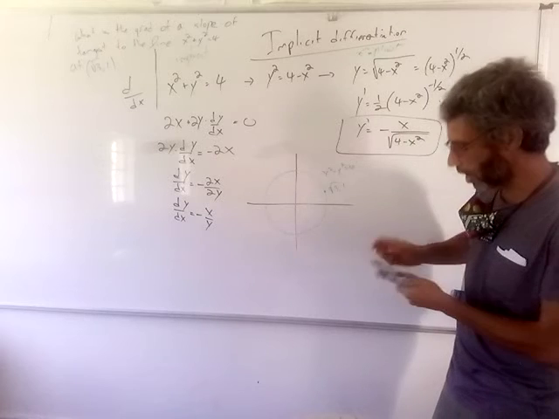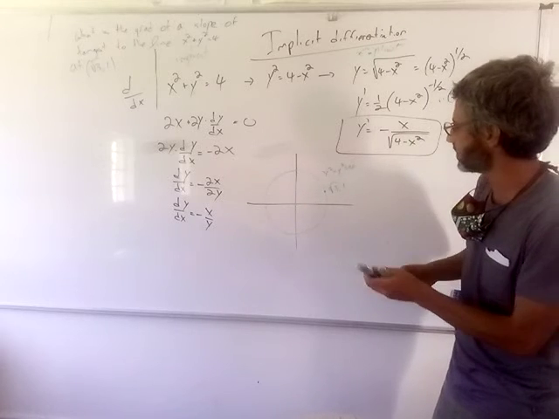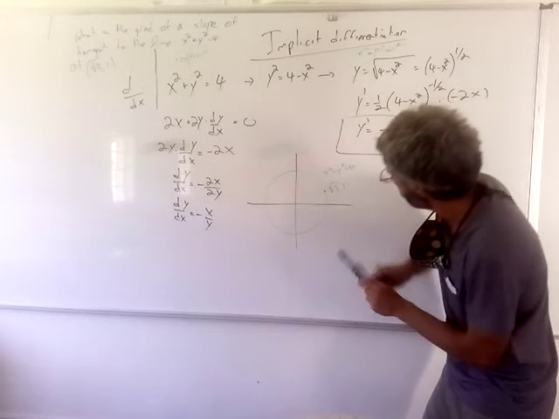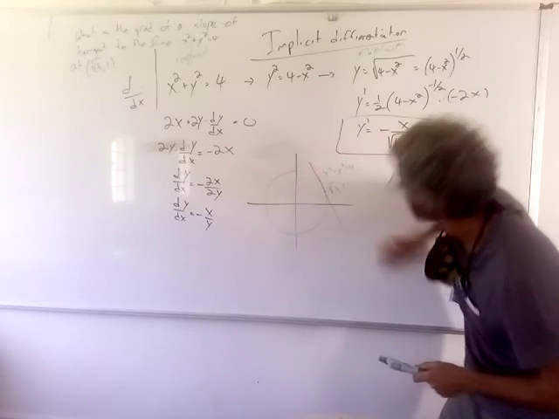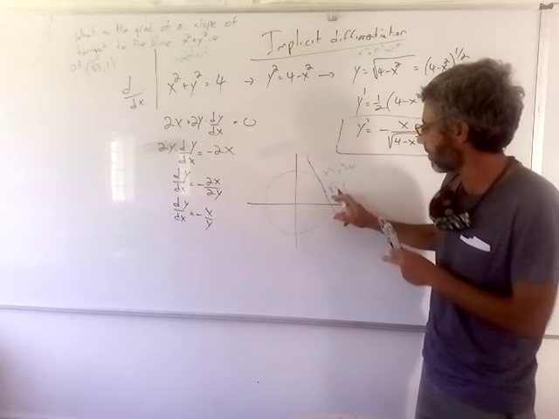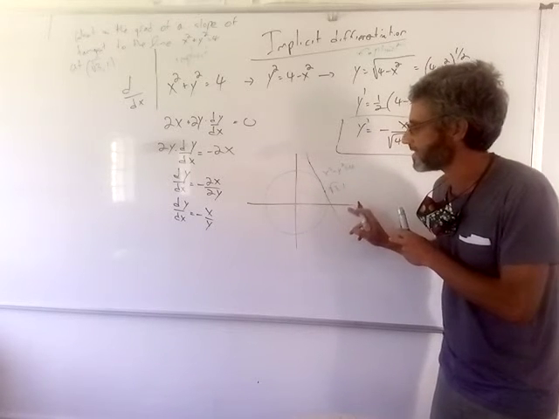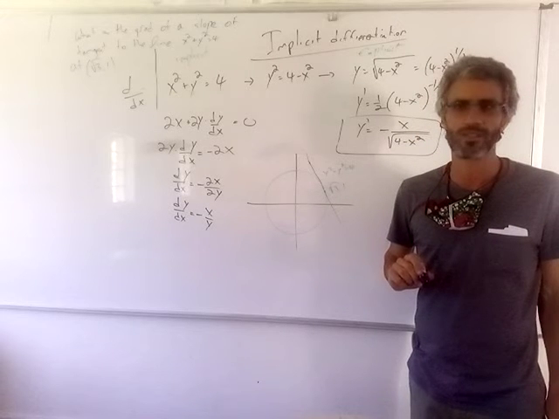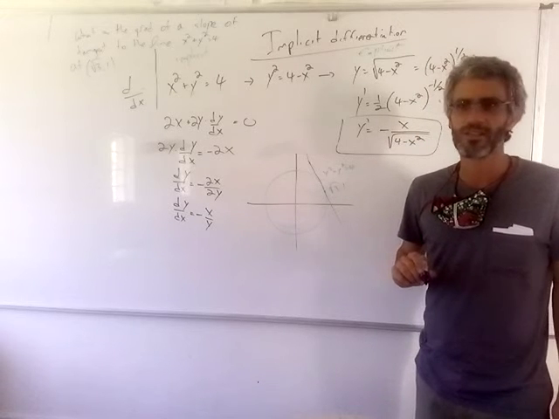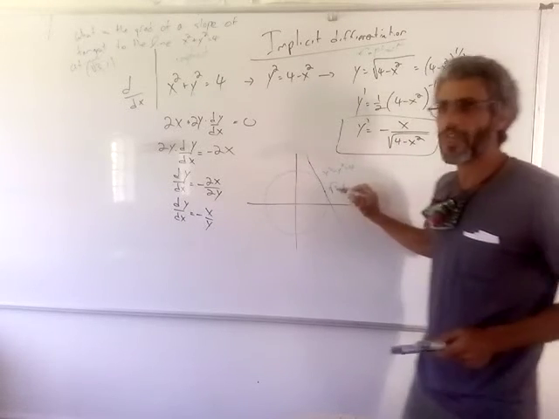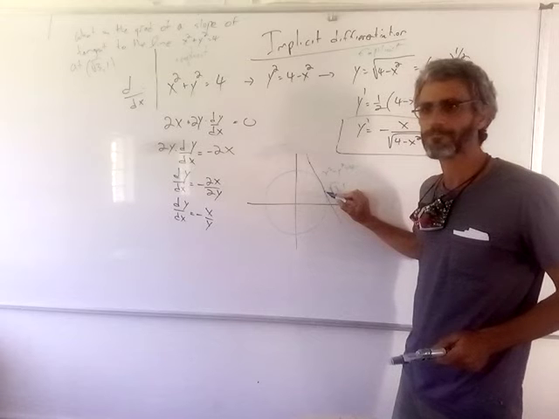Now they're telling me at that point there is a tangent. You know what a tangent is, right? I don't mind what that tangent is. What I want to know is what the gradient of that tangent is. They don't want the formula. That will come next time, not today. They just want the gradient of the tangent here.